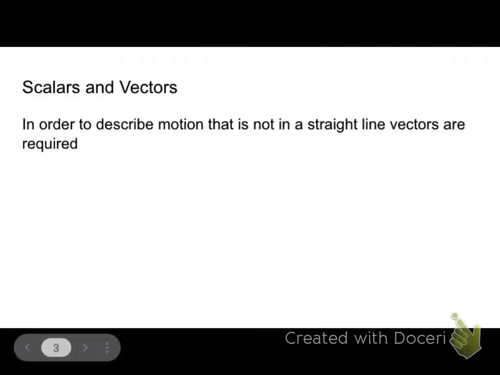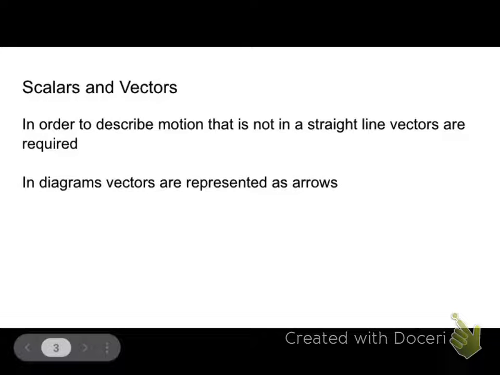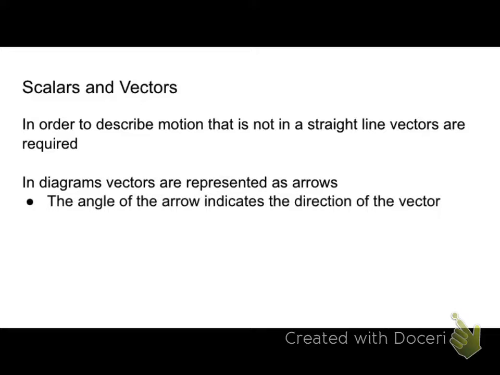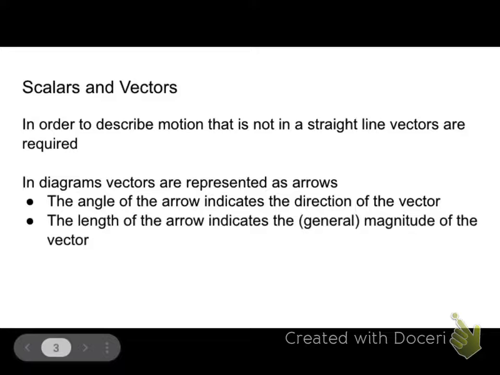In order to describe motion that doesn't go just in a straight line, which is mostly what we talked about in the previous chapter, just moving in a straight line back and forth, you have to be able to use vectors because they help give you an angle or direction. Okay? In diagrams, we represent vectors using an arrow, and the angle that the arrow is at is going to indicate your direction, and the length of the arrow is going to indicate the general magnitude of your vector. So it's not always true that you can measure the length of the arrow and scale it up and get the magnitude of your vector. Sometimes, but not always. But in general, a longer arrow means a larger magnitude.